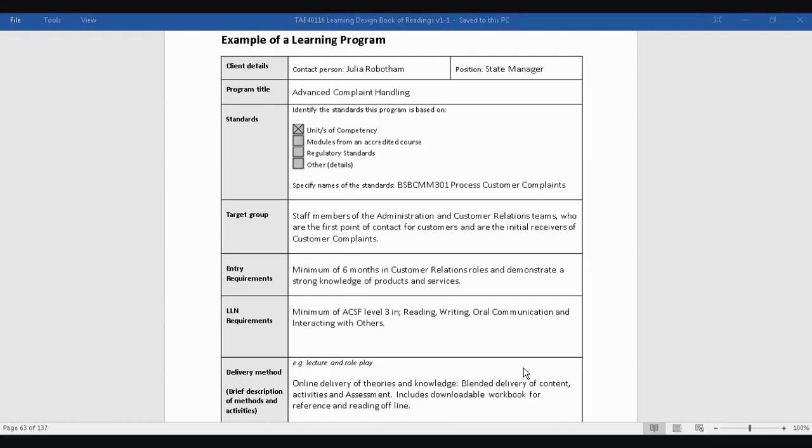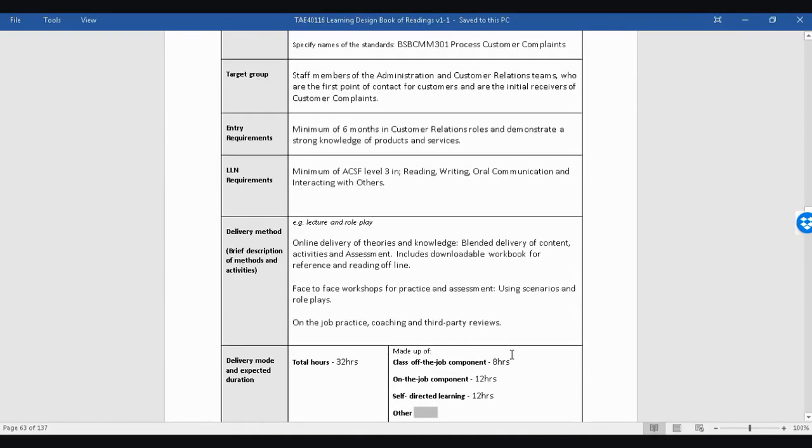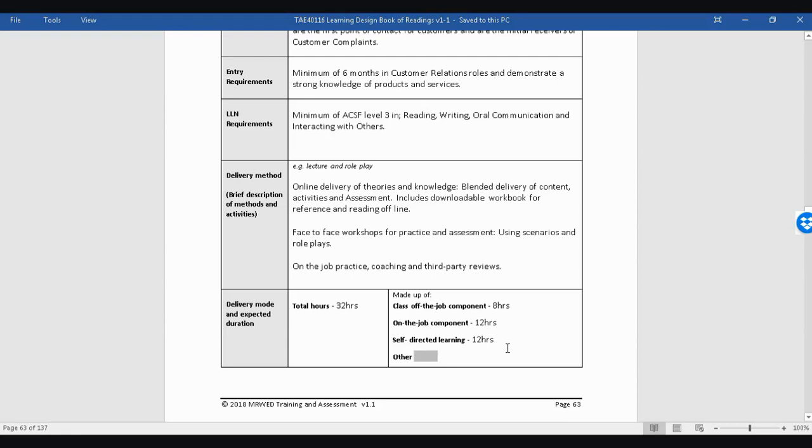The delivery method is how we're going to be delivering the content. So it's about the delivery. In this case here, we're going to use online delivery of theories and knowledge. Blended delivery of content, activities and assessment includes a downloadable workbook for reference and reading offline. There'll be face-to-face workshops for practice and assessment using scenarios and role plays, on-the-job practice, coaching and third-party reviews. So we've got a brief description of the methods and activities as suggested in the margin note here. That's a good level of detail. Make sure you have some level of detail when you do your learning programs so that people can read this like a story and see, okay, this is how the training is going to be delivered.